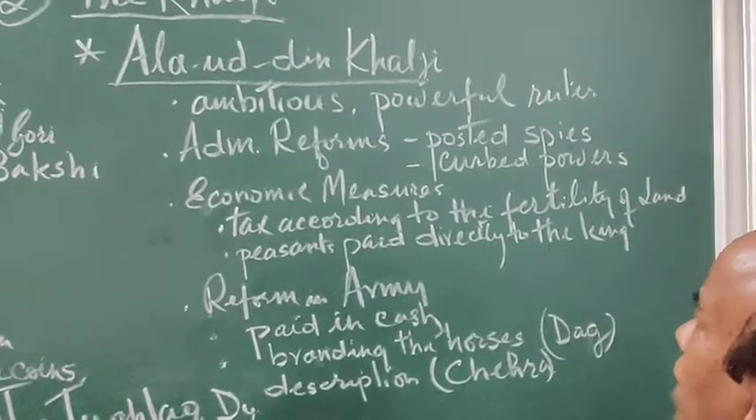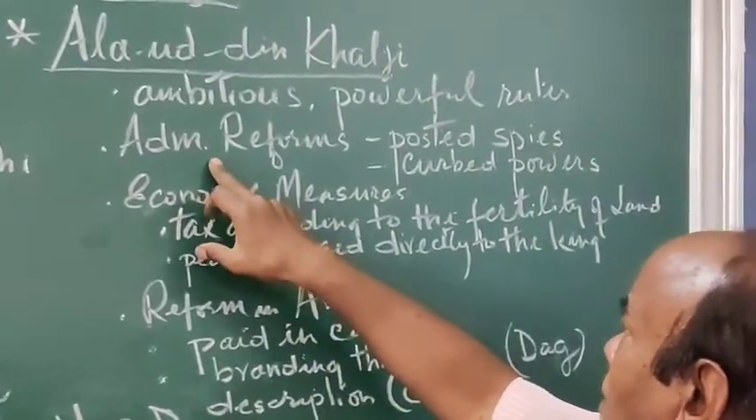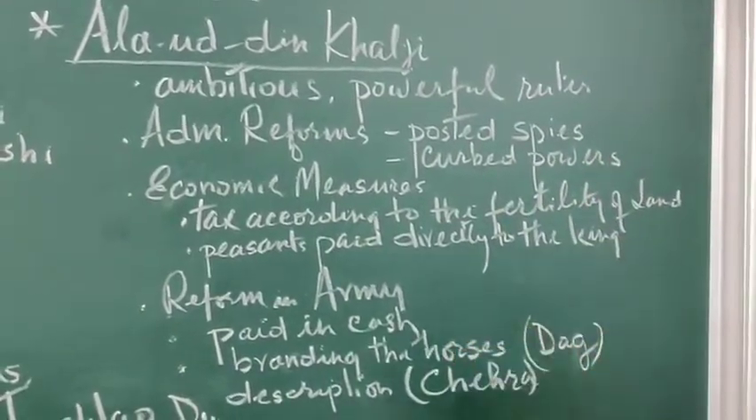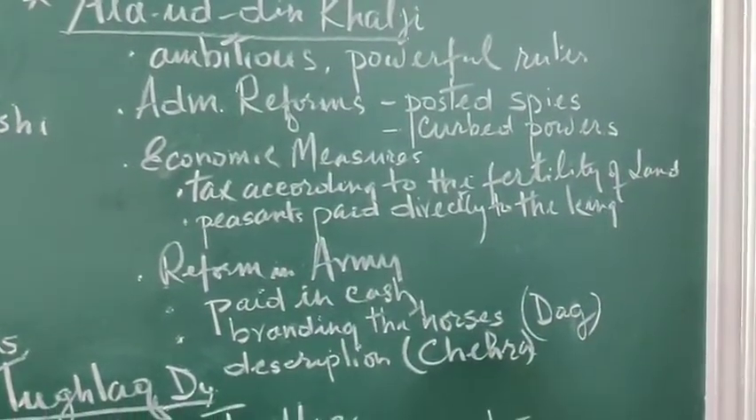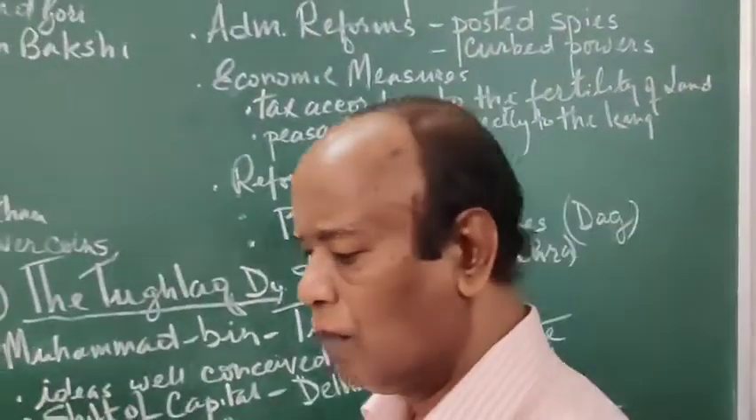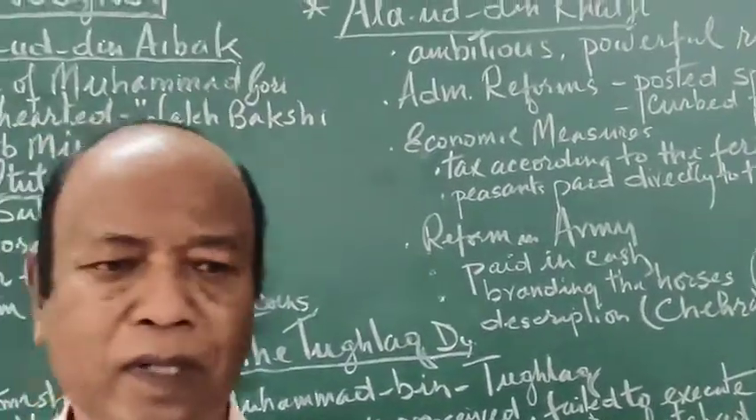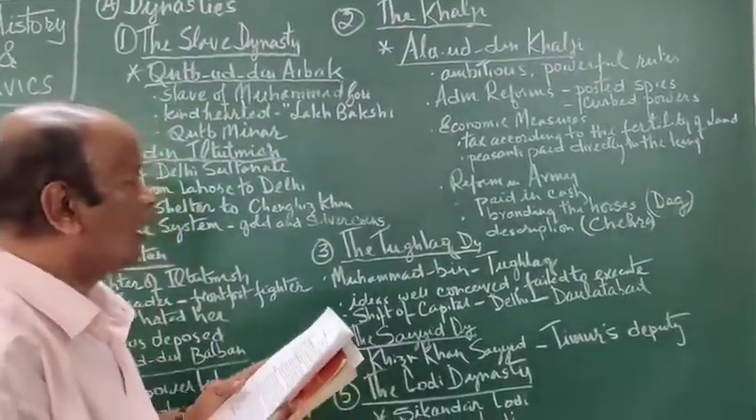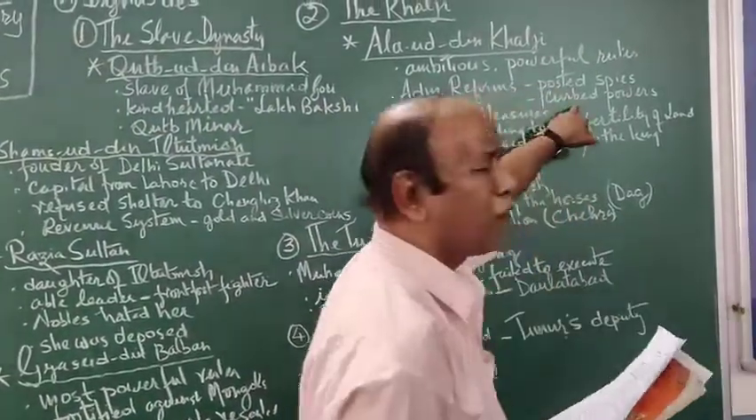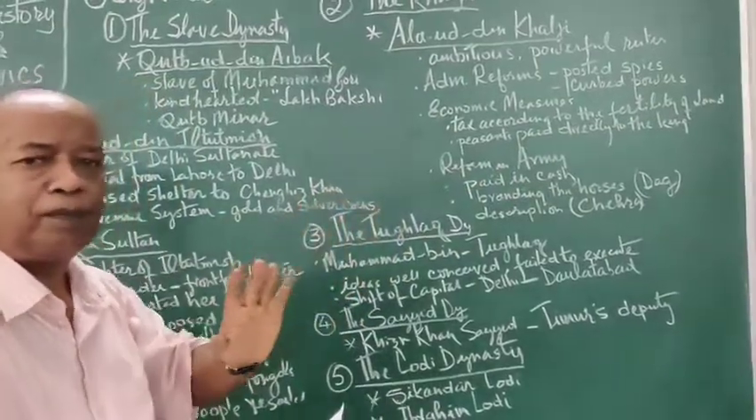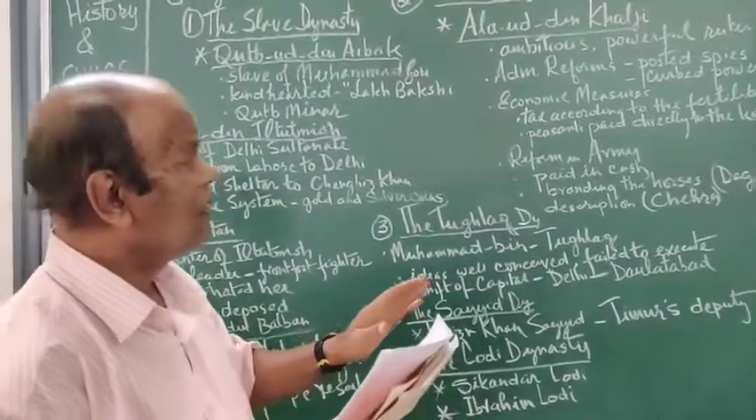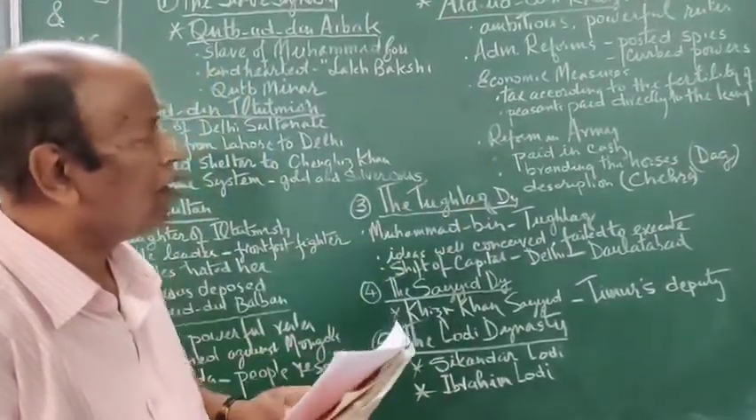First of all, he reformed the administration. So what did he do? He posted spies in different areas of his land so that they could give him feedback on what was happening in his kingdom. So he had a continuous checkup on his administration. And also, he curbed the powers of nobles. He didn't want nobles to be more powerful than him. So he had a continuous checkup on their power play.